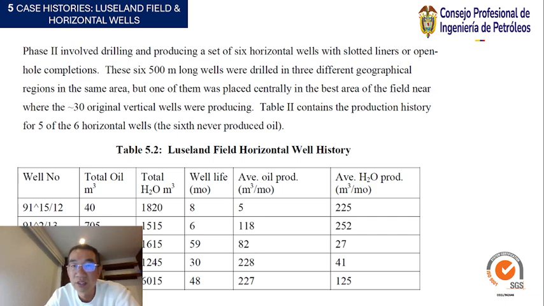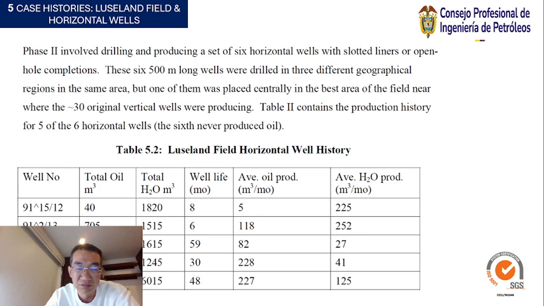Table 5.2 contains the production history for 5 of the 6 horizontal wells. The sixth never produced oil. This table shows us the different wells. We can see the average oil production from 5 to 227.